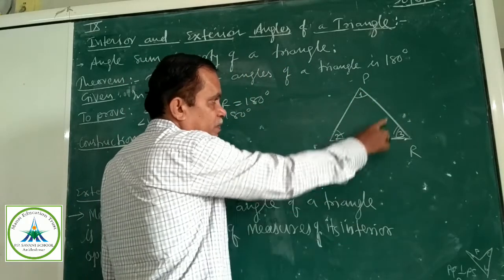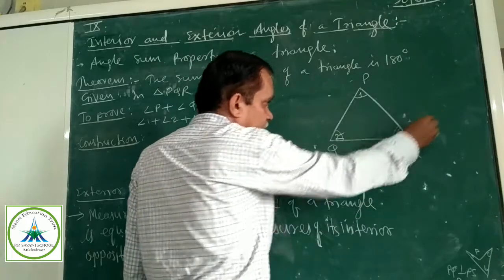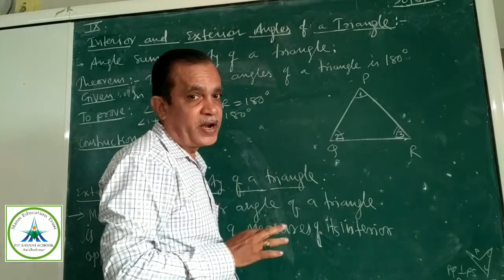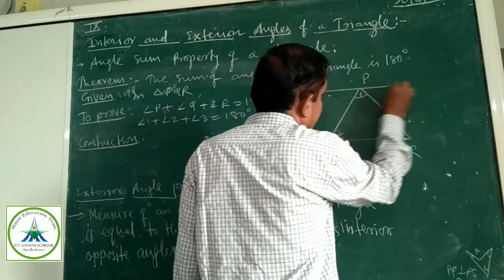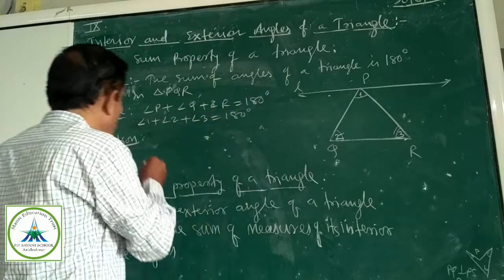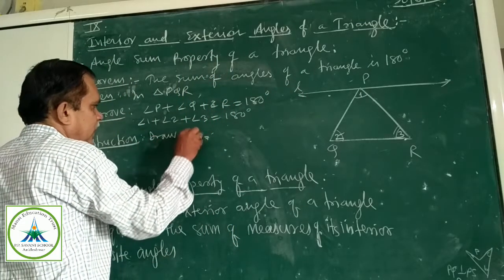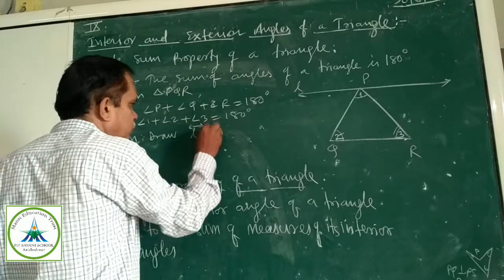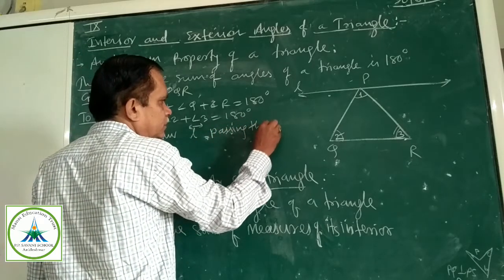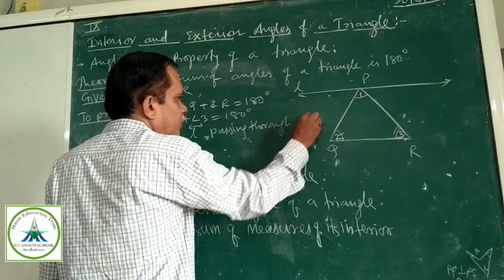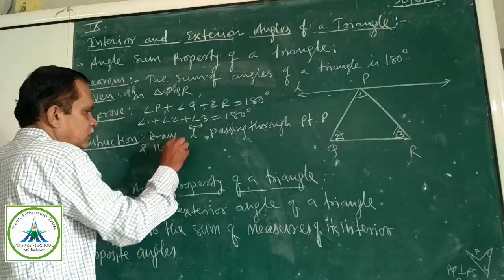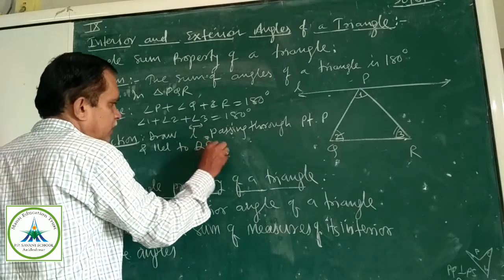Passing through this point R, parallel to this side. Okay, any one vertex you can take. I am taking this one. Say line L: draw line L passing through point P and parallel to QR.